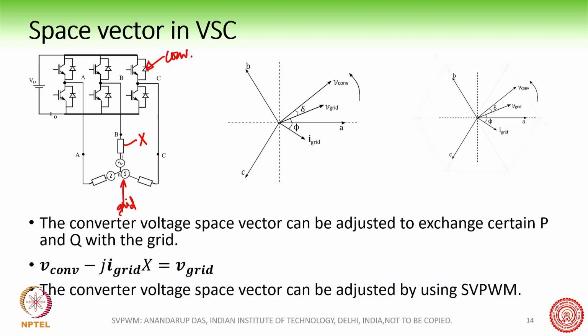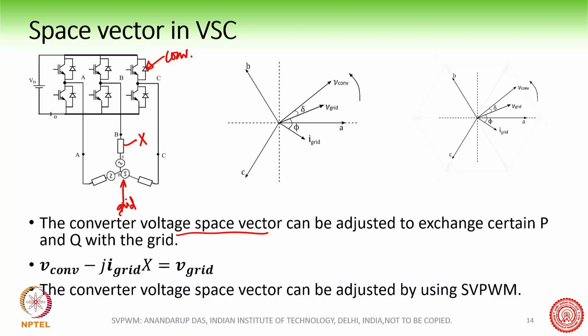Okay, so you have just a simple X here. Now the converter voltage space vector can be adjusted to exchange certain P and Q with the grid, right? So this is what we have been saying even before also, that we would like to exchange a certain P and Q with the grid.